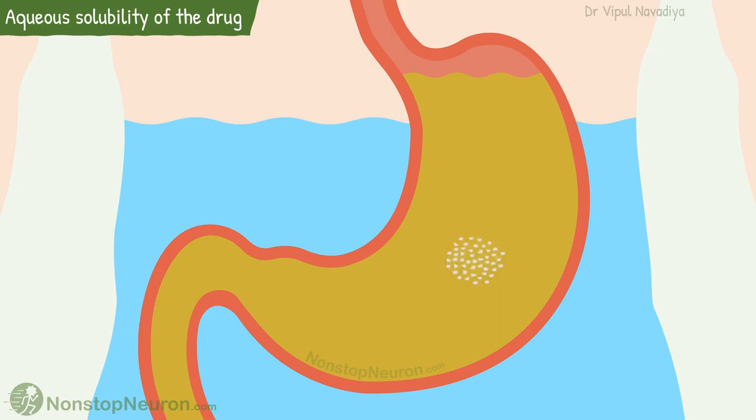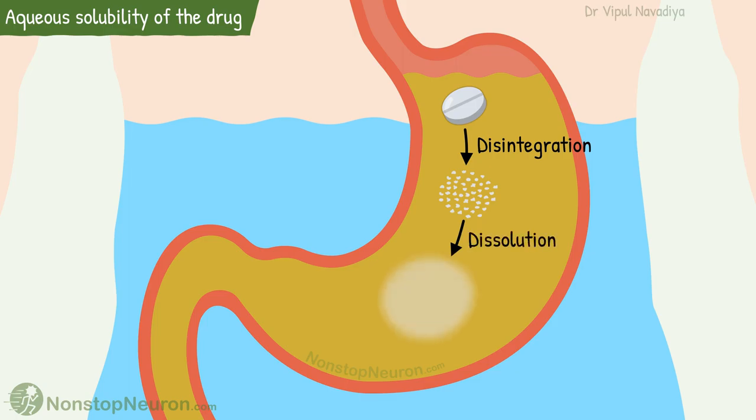First, disintegration, which is the breaking down of solid dosage form into fine particles. And second, dissolution, which is the dissolution of active drug molecules from fine particles into the solution. After this, the drug can cross the biological membrane and thus get absorbed. So basically, disintegration and dissolution determine the aqueous solubility, which in turn determines the rate of absorption.